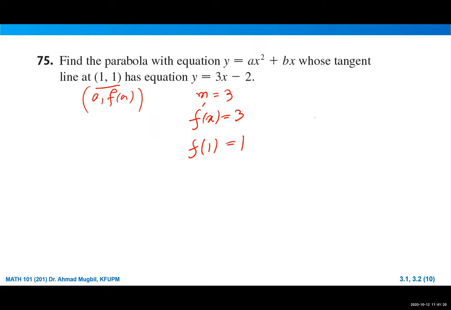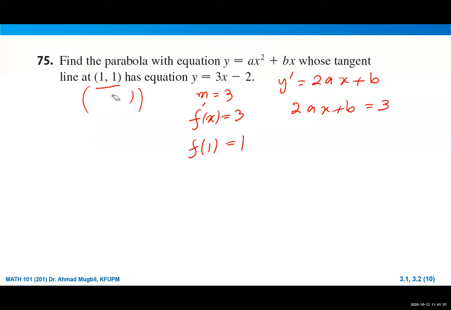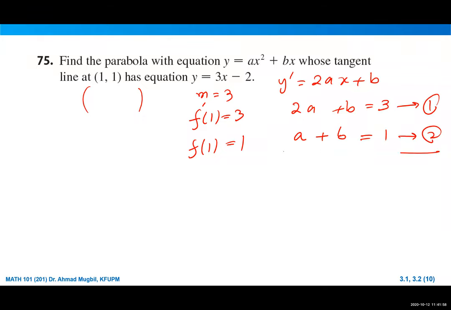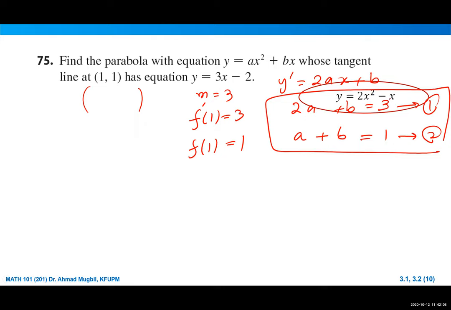So you will have two equations. The derivative is 2ax plus b, and you put 2ax plus b equals 3 at the tangency point. What is the tangency point? It is 1. So this is f prime at 1 equals 3. This is the first equation. Now f at 1 is 1, so you will have a plus b equals 1. This is the second equation. Solve this system and you will be able to find a and b. You have two equations with two variables. Excellent. And this will be the answer at the end. You can check your answer.